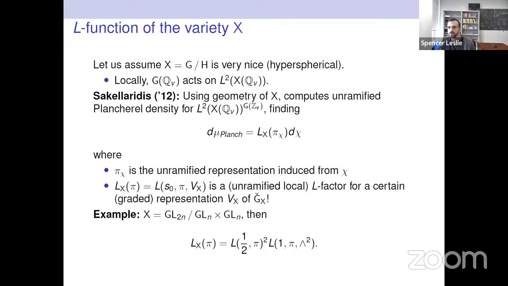So this is a rather technical point. Are there any questions at this point? Okay. Let's see.